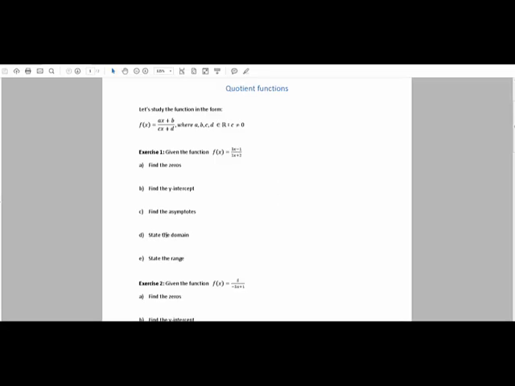We also have to state the domain, all the x values that are allowed in this function, and also the range, all the possible y values of this function. So let's copy it and let's get started. So 3x minus 1 over 2x plus 2. That is our function.